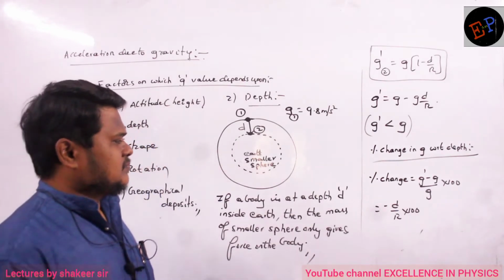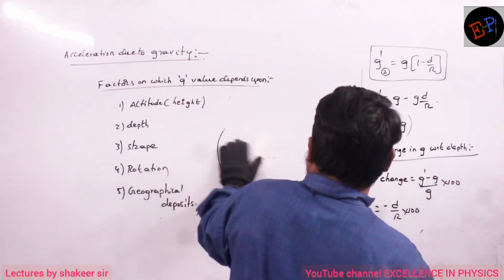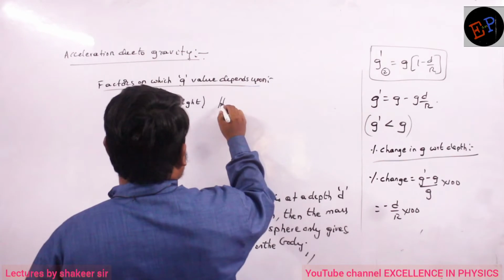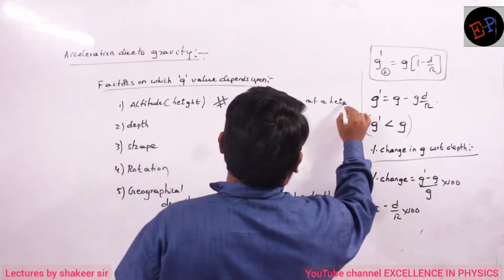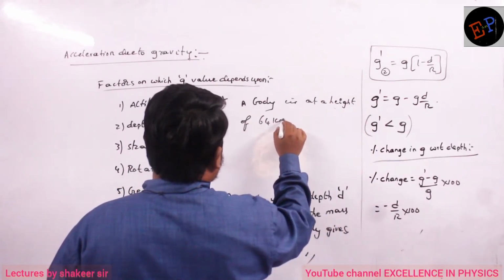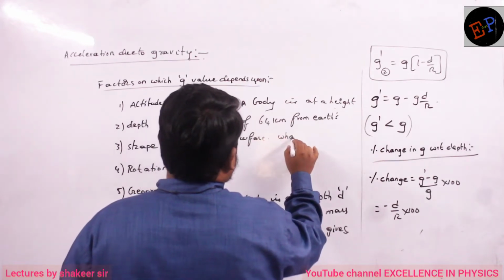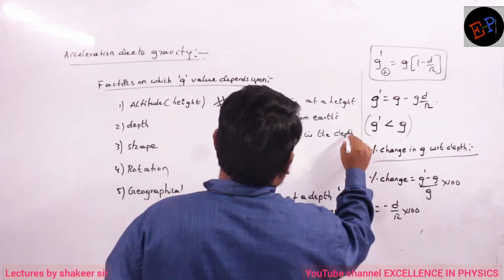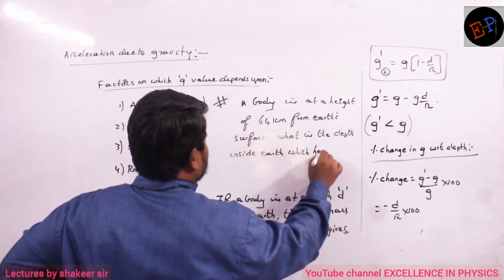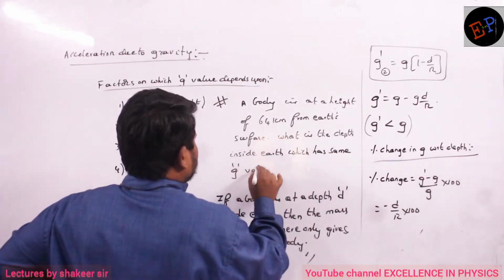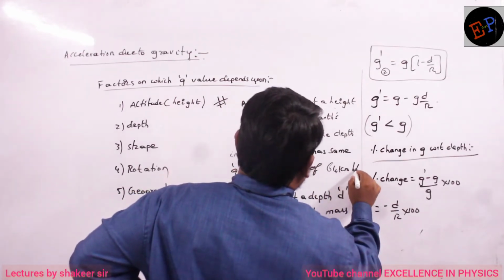That's it. Let us write one small problem on that so that we can understand what is happening here. So write down: a body is at a height of 64 kilometers from Earth's surface. What is the depth inside Earth which has the same G value as that at 64 kilometers height? That is the question.